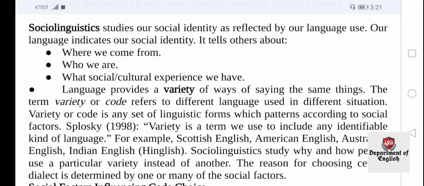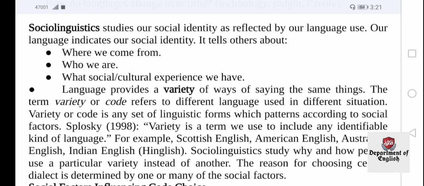Language provides a variety of ways of saying the same things. The term variety or code refers to different languages used in different situations. A variety or code is any set of linguistic forms with patterns according to social factors. Especially, variety is a term we use to include any identifiable kind of language. For example, Scottish English, American English, Australian English, Indian English, we call English.